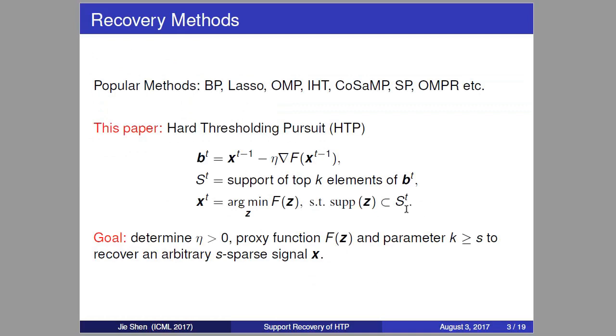Given an initial guess x_{t-1}, HTP first computes a proxy b_t by gradient descent. The new iterate x_t is the minimizer of f(z) over the set S_t, where S_t is the support set of the top k elements of b_t. Our goal is to determine the step size eta, the proxy function f(z), and the sparsity parameter k, such that HTP recovers the support of X.